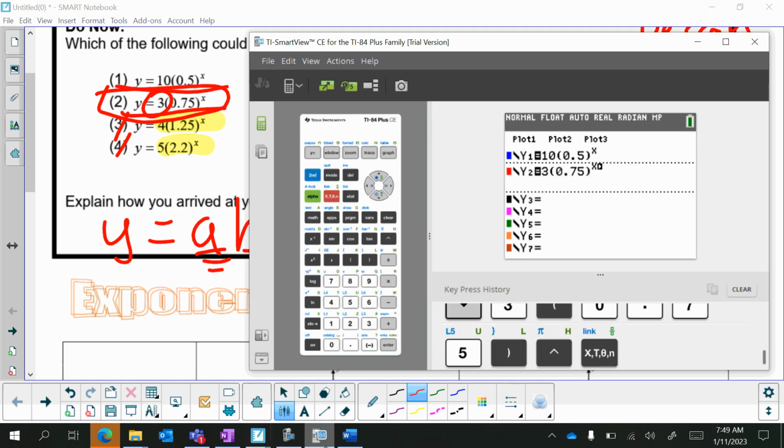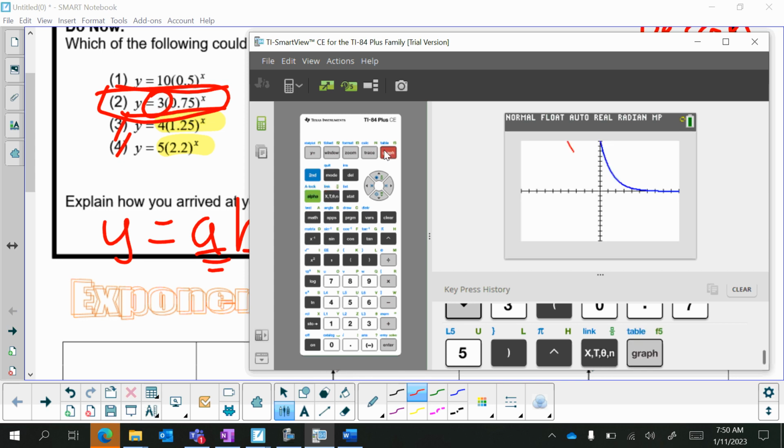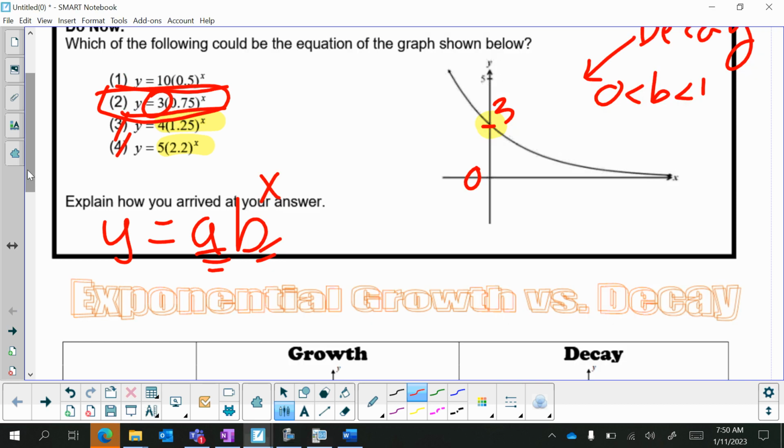Now, could I have graphed these? Of course. If you look at choice 1 and choice 2, I have choice 1 in y1 and choice 2 in y2. If you hit graph, you're going to see that there is a difference in the steepness, but you can also see a difference in the y-intercept. Choice 1 is the blue one. It has a y-intercept of 10. And choice 2 is the red one. It has a y-intercept of 3. Choice 2 is also a lot shallower than choice 1, which means it has a lower rate of decay. All right, so we're going to keep going here.